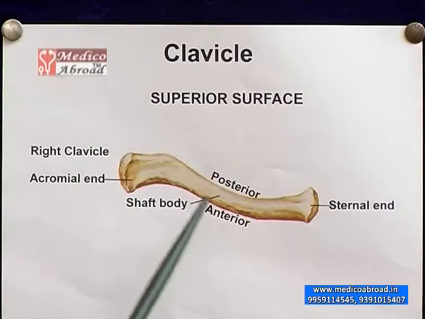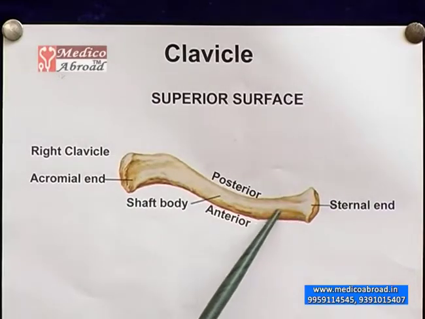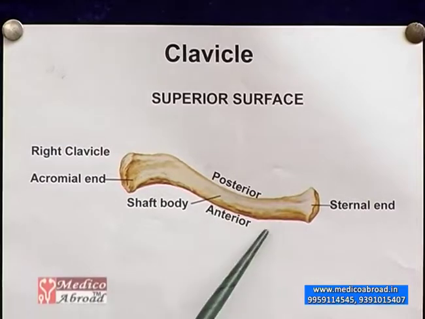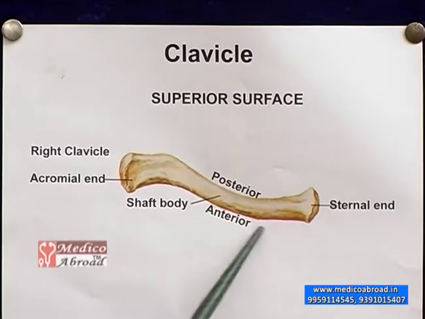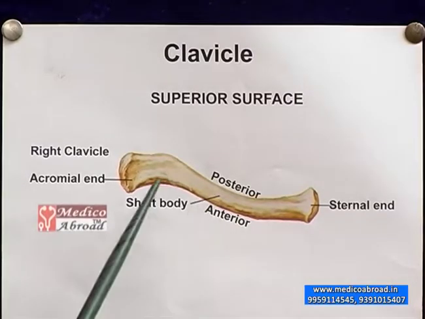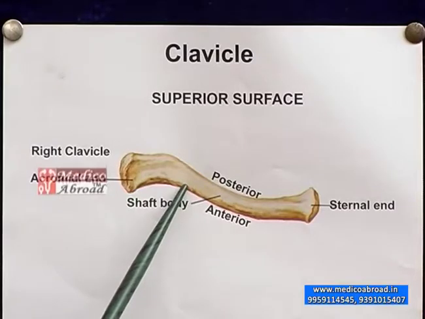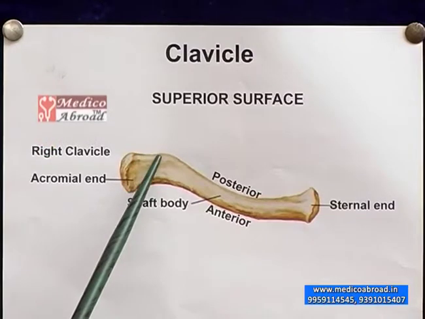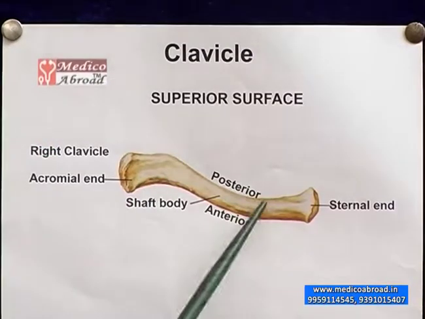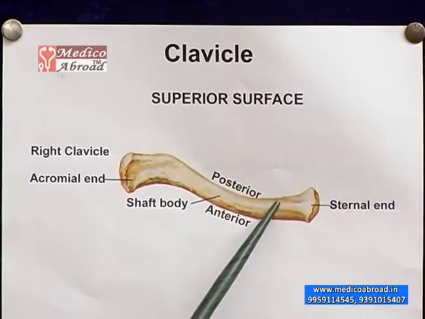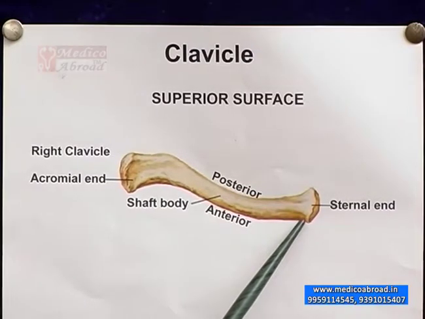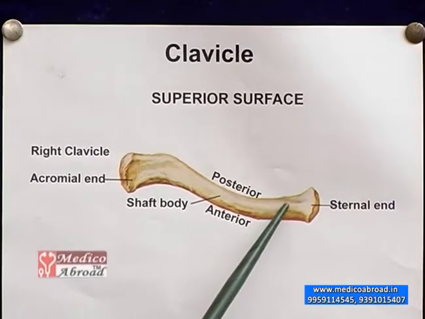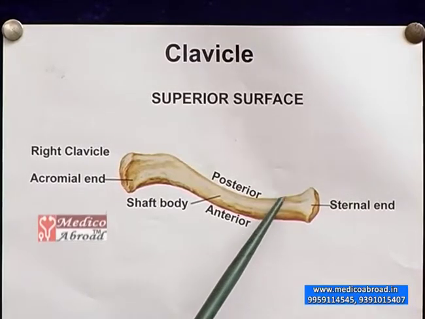When you take a look at the superior surface, you find the origin of the pectoralis major here at the anterior medial 2/3 of the clavicle. The lateral 1/3 gives origin to deltoid fibers. Posteriorly, it gives insertion to the trapezius fibers, and just behind or above the anterior border of the clavicle, you have the origin of the sternocleidomastoid muscle. This is the clavicular head of the sternocleidomastoid muscle.